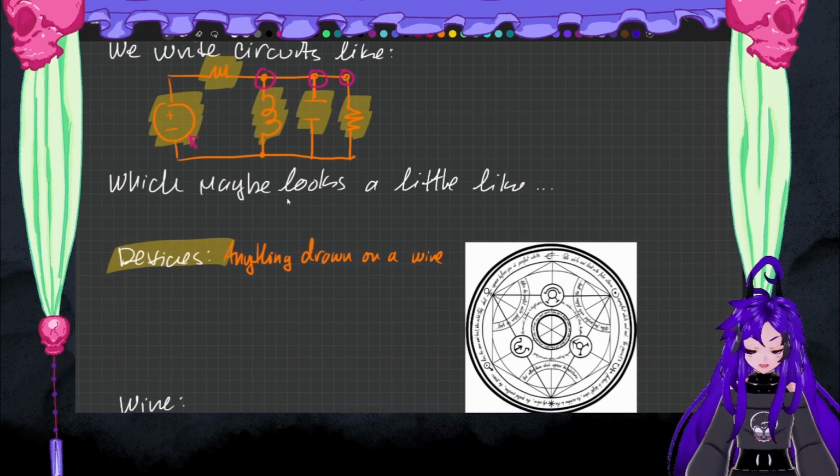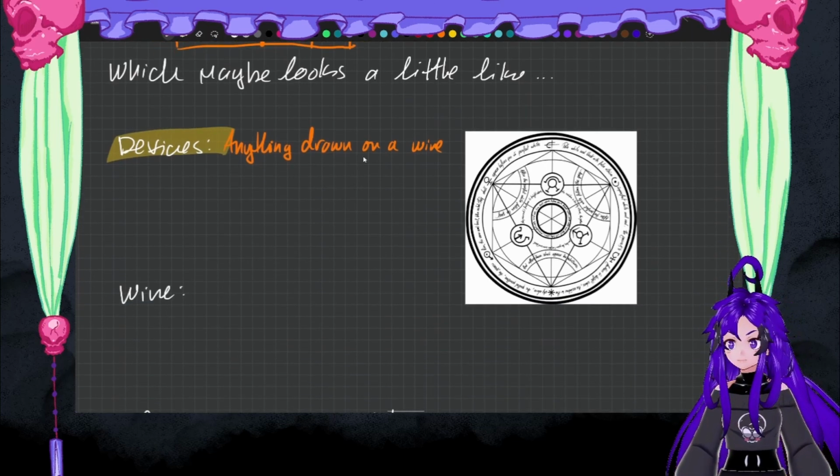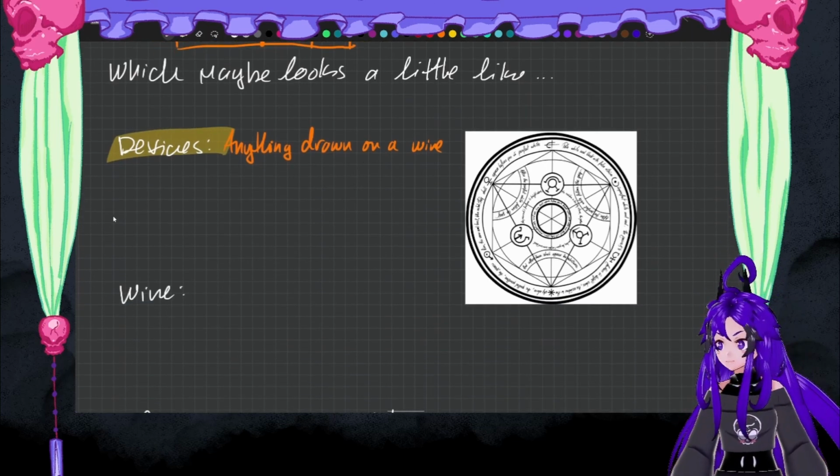There are other device symbols. I will draw a few of them. So things like this are sources. They can either provide current or voltage.